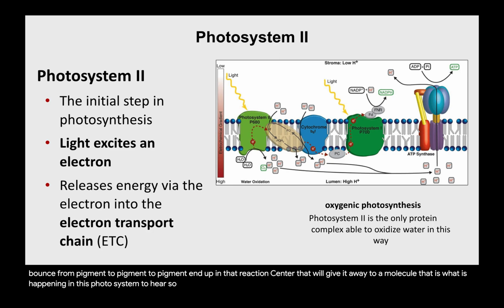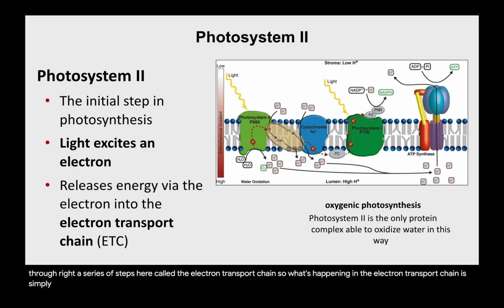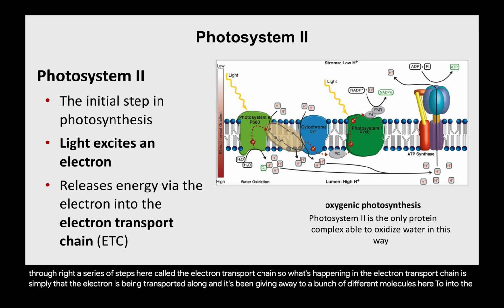So that excited electron is being captured and given to a molecule, which can then go through a series of steps called the electron transport chain. What's happening in the electron transport chain is simply that: the electron is being transported along. It's being given away to a bunch of different molecules here. So photosystem 2 into the electron transport chain.